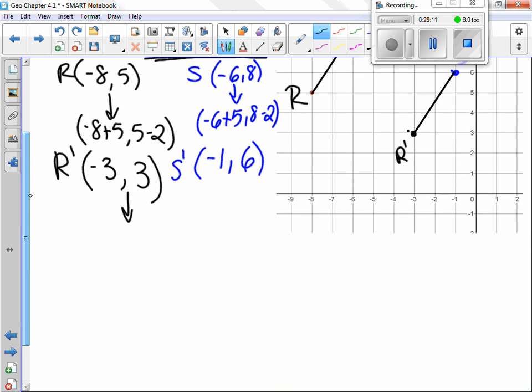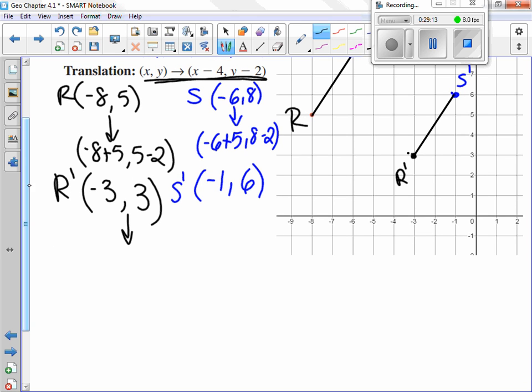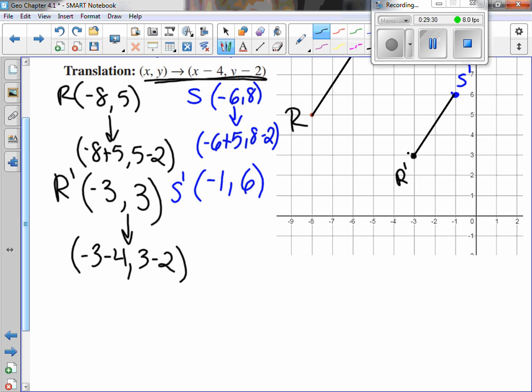So to do the second one, we're now subtracting 4 from x and 2 from y. Really, we're moving it to the left 4 and down 2. So we'd have negative 3 minus 4 and 3 minus 2. Well, negative 3 minus 4 would be negative 7. 3 minus 2 would be 1.